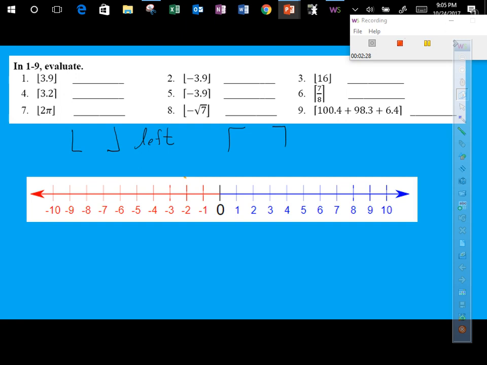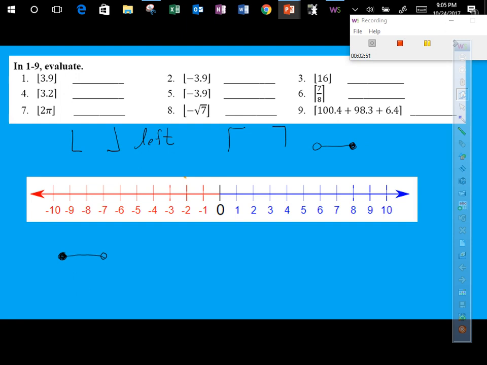Later on when we start graphing it, if it's a round down, you will have a closed dot on the left and an open dot on the right, because you want to include the left-hand number. If it's a round up, you will have an open dot on the left and a closed dot on the right. But I'll get to that when we graph here in a little bit.